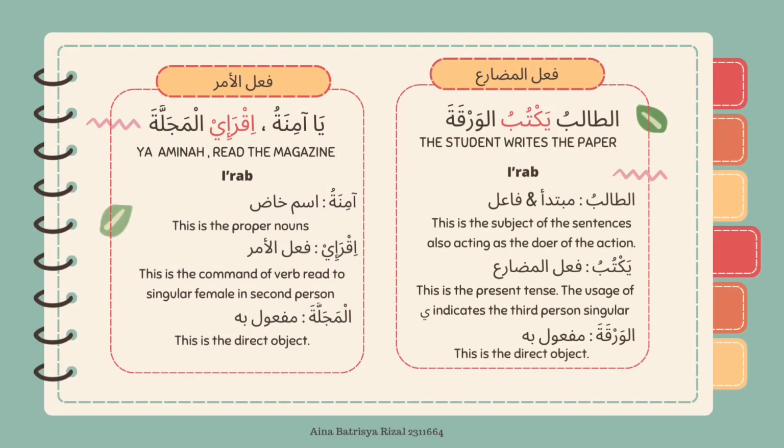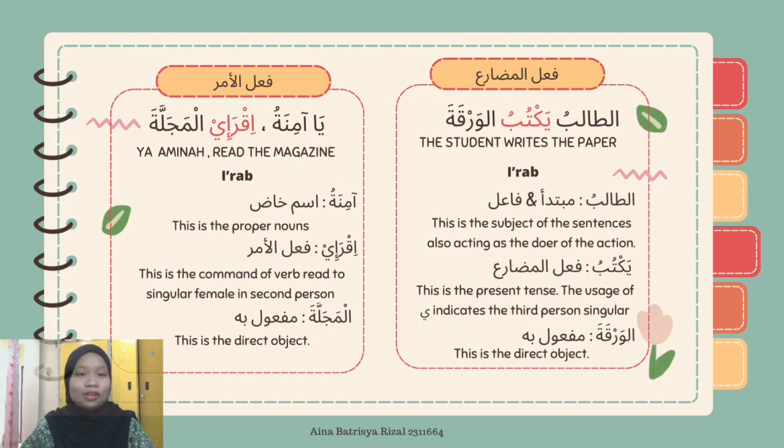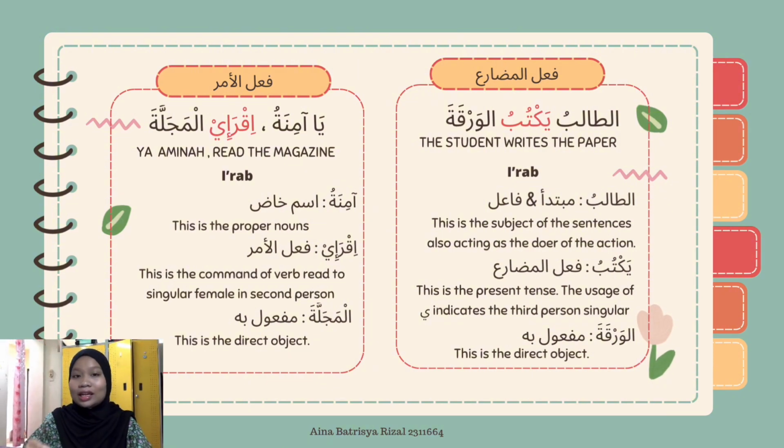Let's talk about fi'al amar. Fi'al amar is a command form of verb. It is used to ask someone or instruct someone to do an action. For example, izhab, go, or kul, eat. An example that I will explain today is Ya Amina, iqra'i al-majallata. Ya Amina, read the magazine.